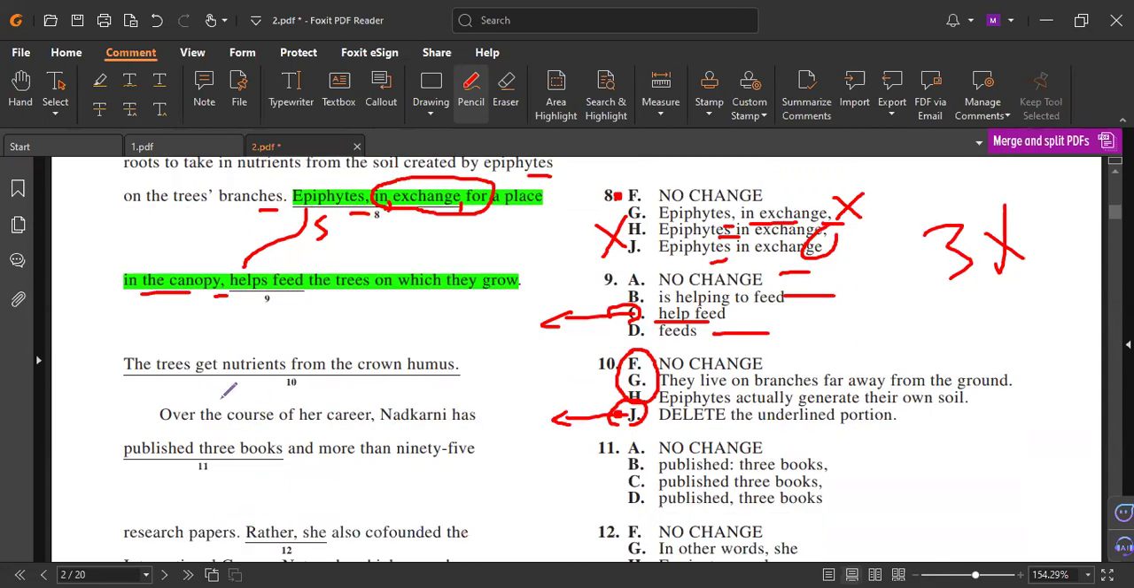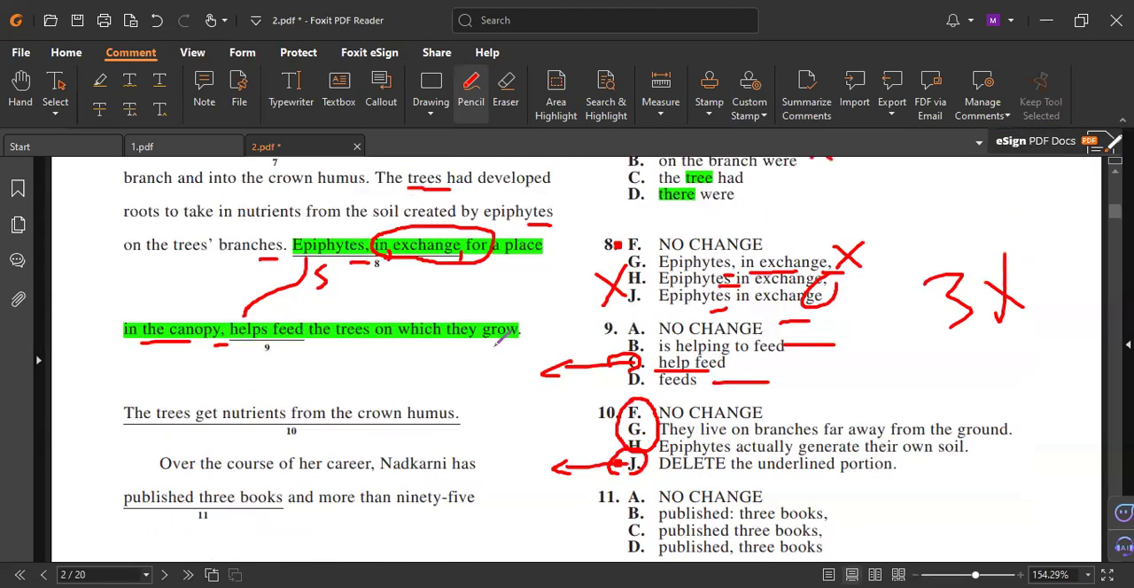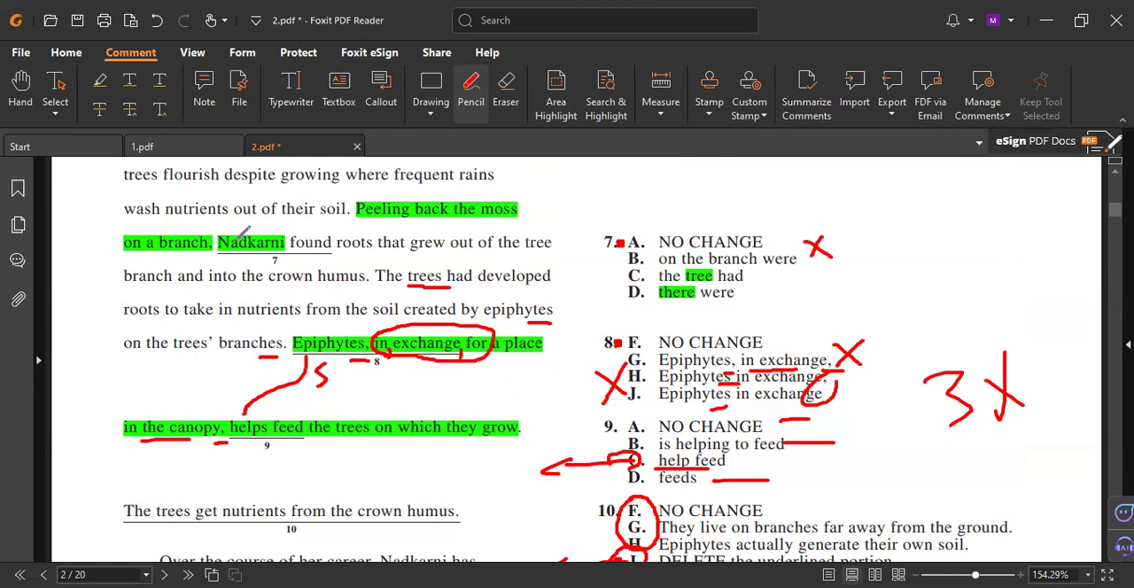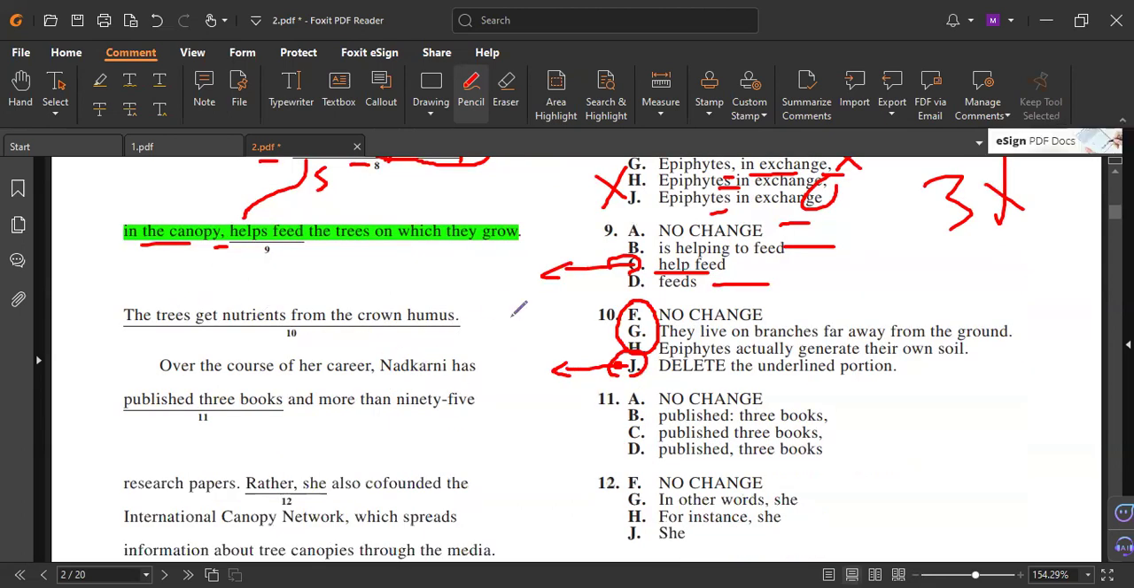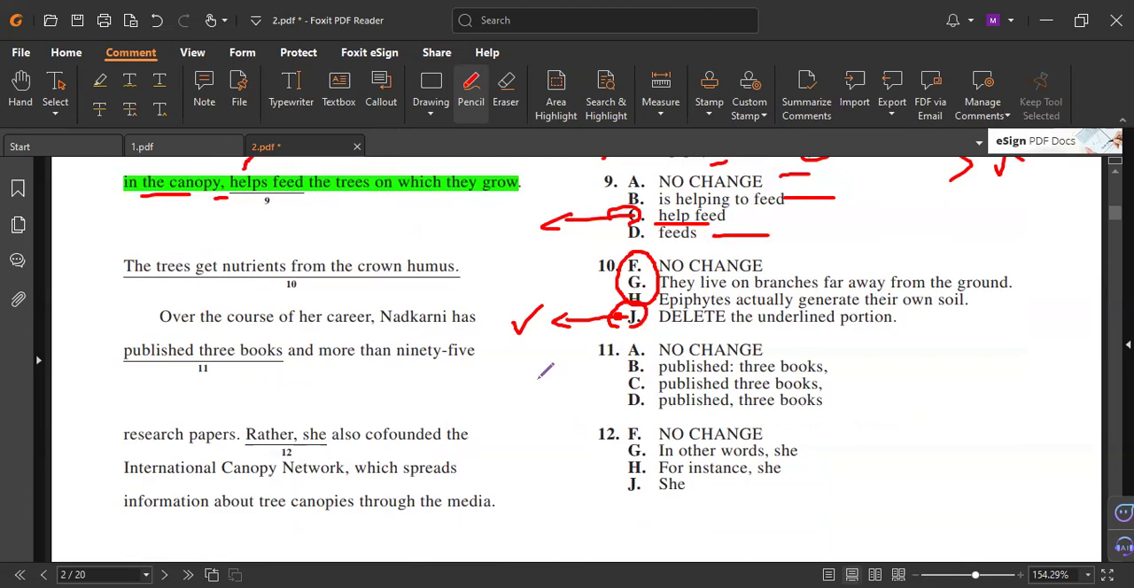So now we get nutrition from the crown. Okay, the same one we did before. Yes or no? Look, we mentioned it here when we read number 7 and 2, and so they get the nutrition from the soil. The same or not? That means it's repetitive. And why should I repeat the same idea again in any paragraph? That means you should delete it. So delete is the best answer. Right? Okay, so it's called redundancy. Okay, let's try 11.